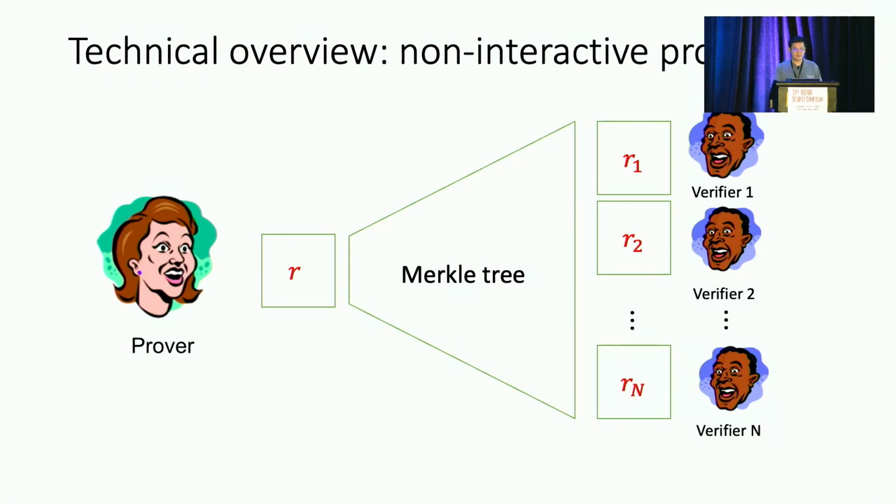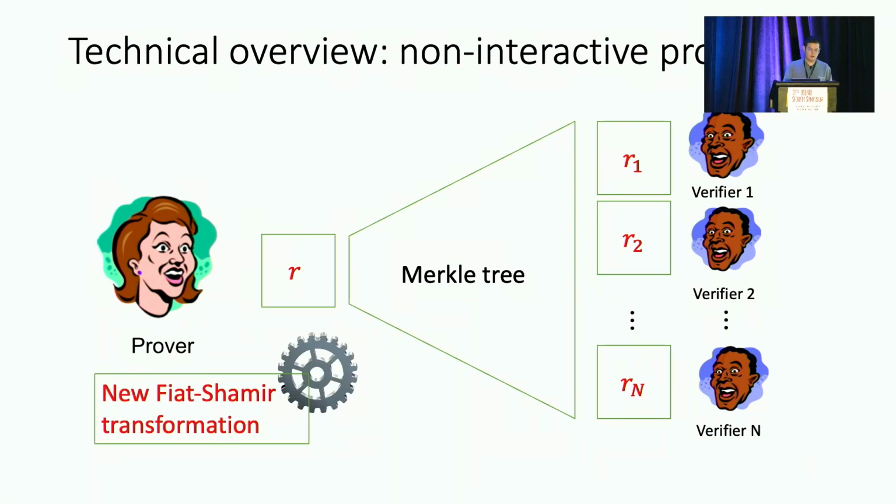And in our algorithms, there is an assumption that all verifiers have the same randomness. But that is not true in the non-interactive model. So in our paper, we also propose a new Shamir transformation to force all verifiers to agree on the same random challenge. I don't have time to talk about the details, but you can check our paper for more details.